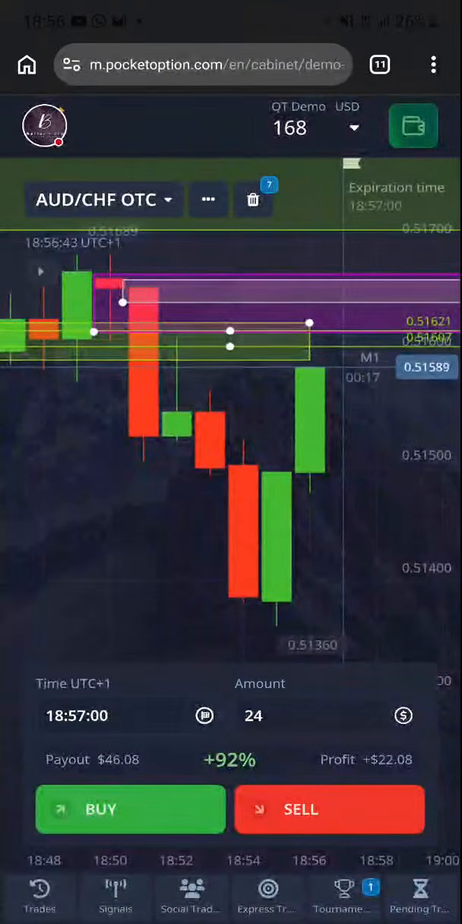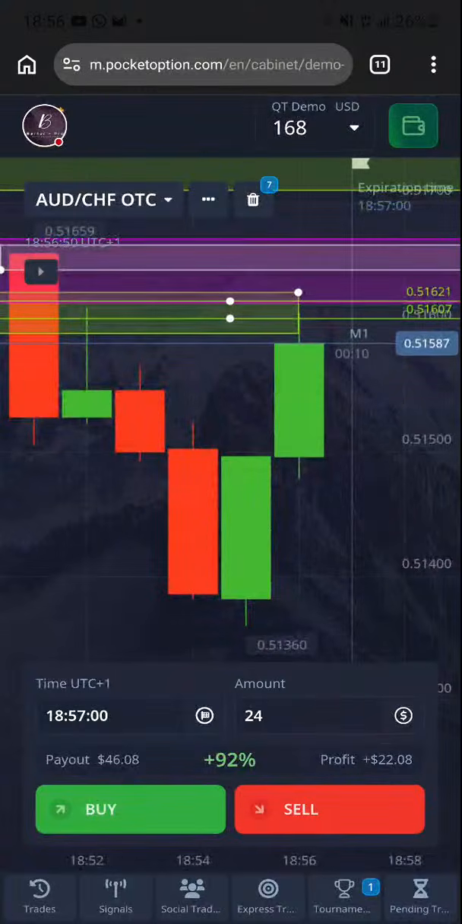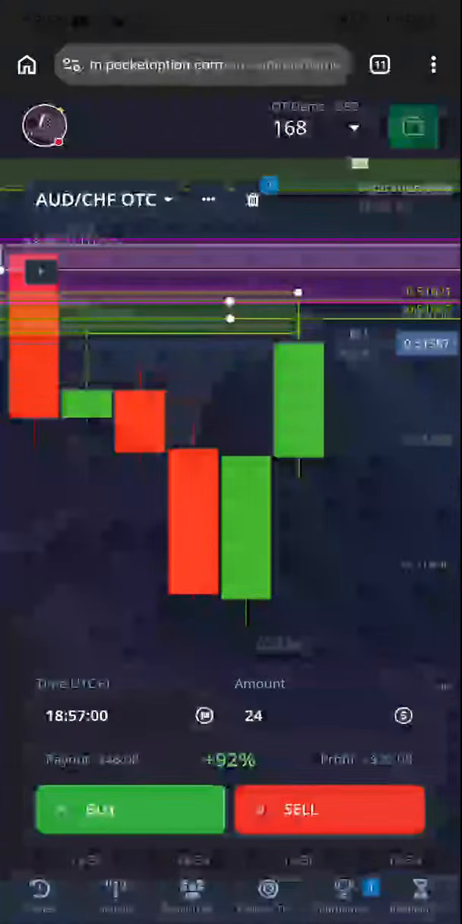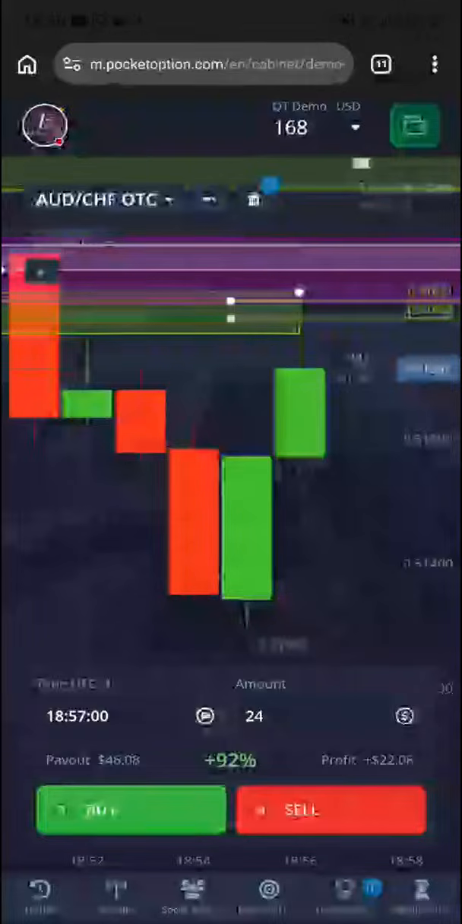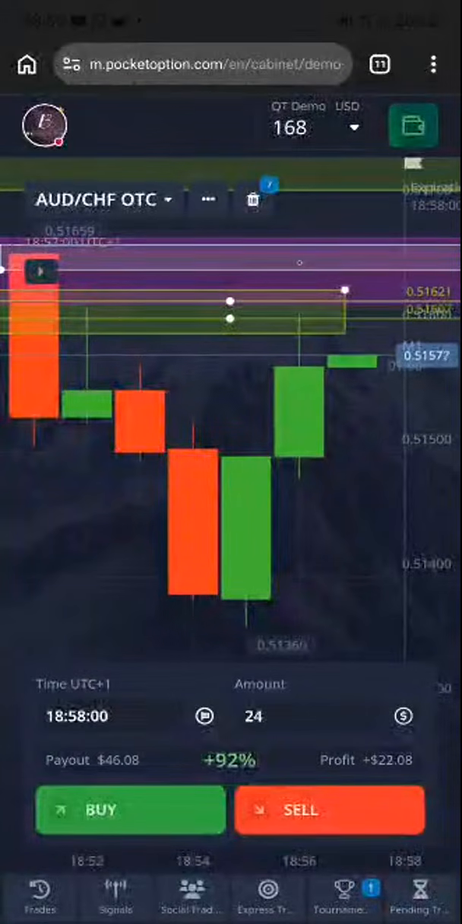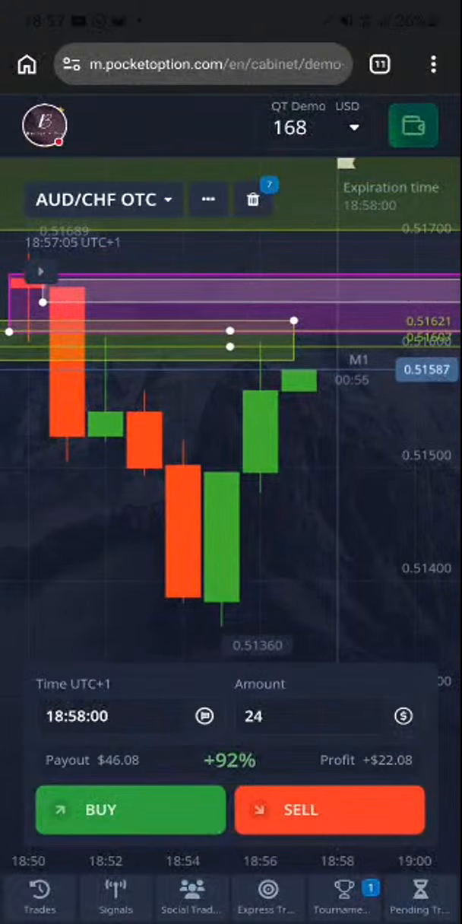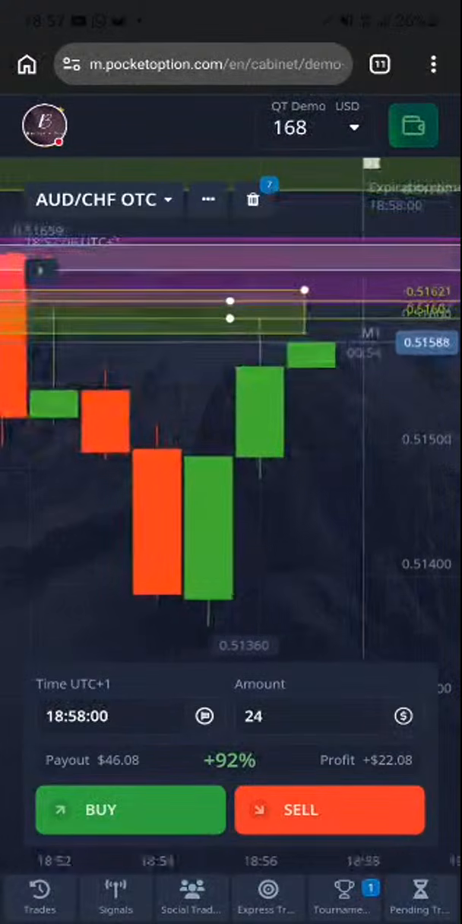So we have two entries there. There's one in this purple area, and then the other one is this gray area inside. Whichever one touches, I'll take one, then take one in the other one too. So you can see, not yet. Price hasn't entered into this one yet, so we'll wait. I'm going to wait for it, because when price comes there, I'm taking the trade.